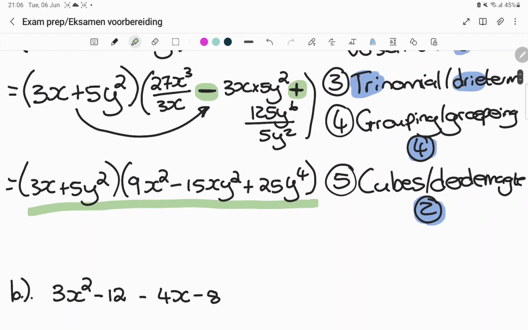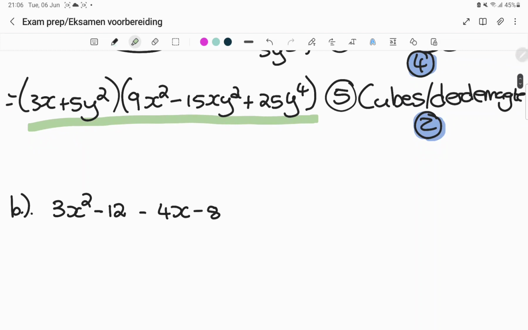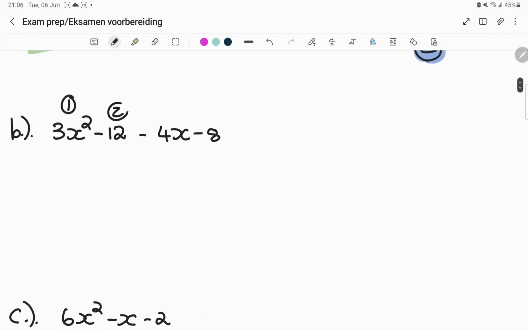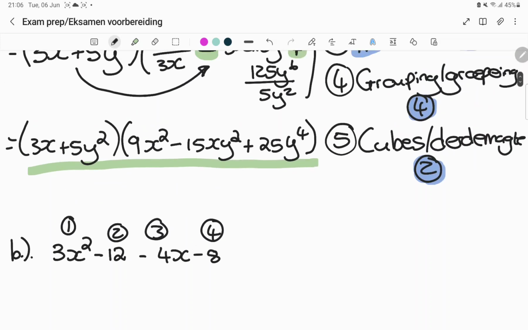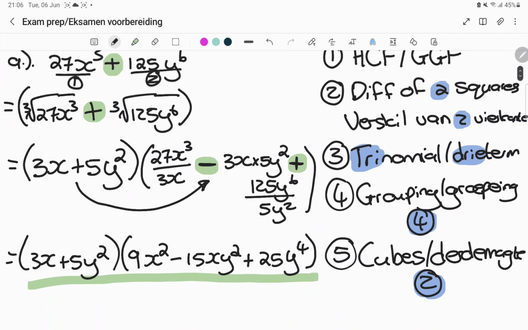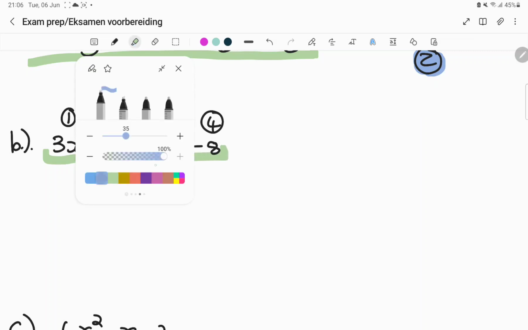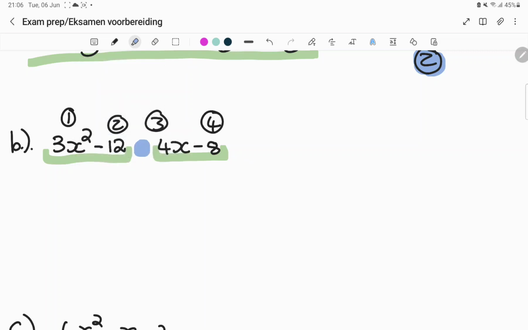Alright, let's have a look at number B. Once again, let's quickly have a look at how many terms I have. So I can see I have 1, 2, 3, 4 terms, which means the method I'm going to use here is grouping. So we are going to take our first two terms and put them in a group, and our second two terms and put them in a group. And then remember to always highlight your sign in between so that you don't forget that sign.